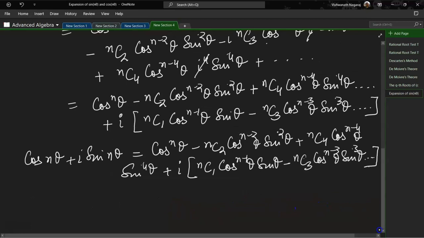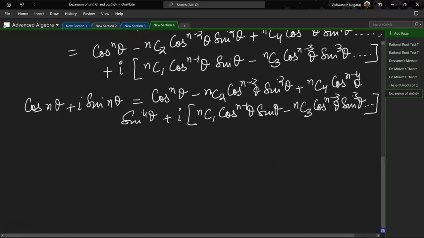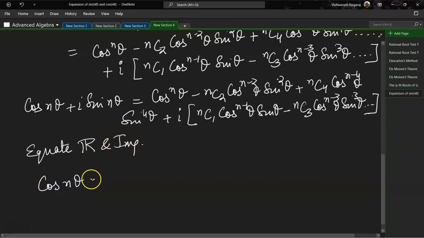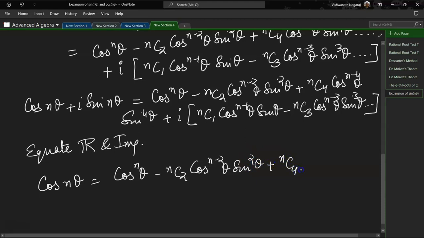Okay, so now that we have this, let's equate the real and imaginary parts. So what do we get? We get cos nθ is equal to cos^n θ minus nC2 cos^(n-2) θ sin^2 θ plus nC4 cos^(n-4) θ sin^4 θ, and so on.